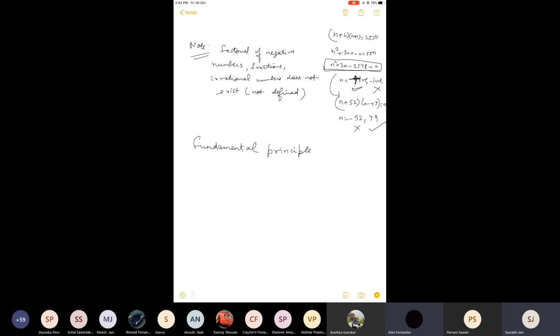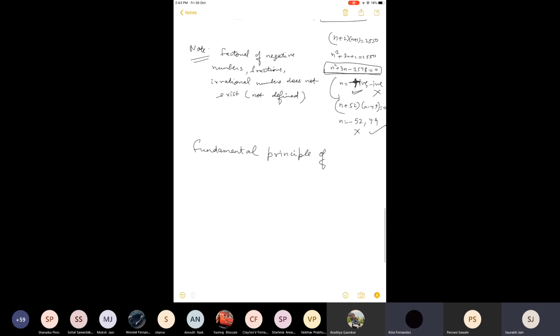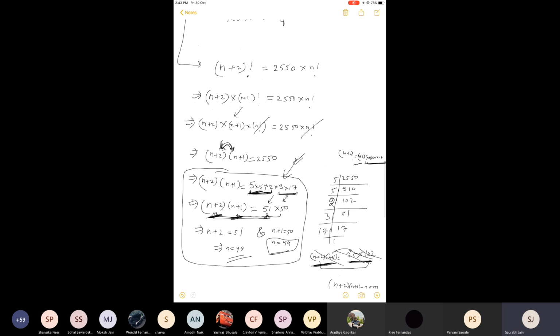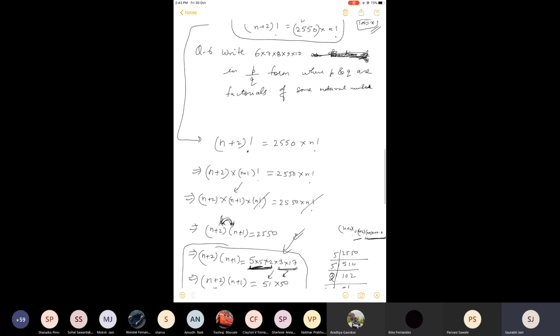So one question you didn't solve, which one? Okay, any question left? Okay, this one. You can tell me, it is easy. 6 into 7 into 8 into 9 into 10. We have to write this in the form of 10 factorial by 5 factorial. Yes, very easy.